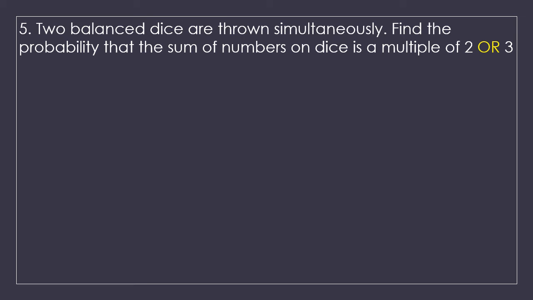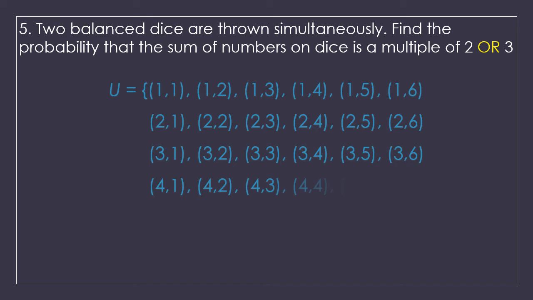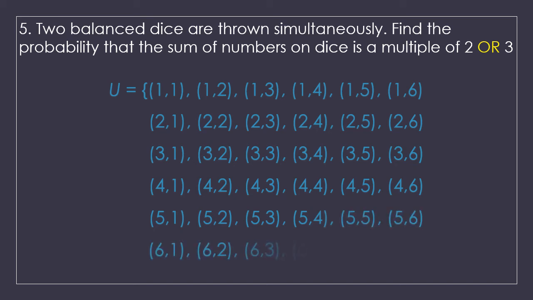Once again, it is a question of union of events. The sum of numbers on the dice is a multiple of 2 or 3, but before that it is compulsory that we draw the two balanced dice total outcomes: 1 1, 1 2, 1 3, 1 4, 1 5, 1 6, 2 1, 2 2, 2 3, 2 4, 2 5, 2 6. Similarly, we have to go up to 6 6. 5 1, 5 2, 5 3, 5 4, 5 5, 5 6, and ultimately 6 1, 6 2, 6 3, 6 4, 6 5 and 6 6. So 36 outcomes are there.